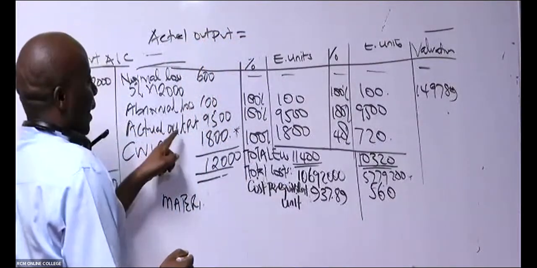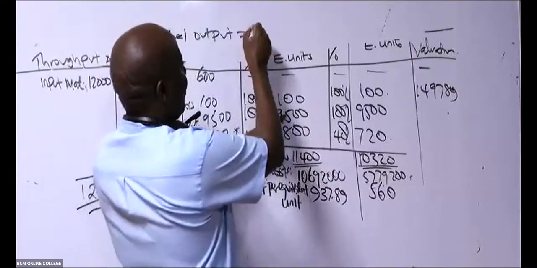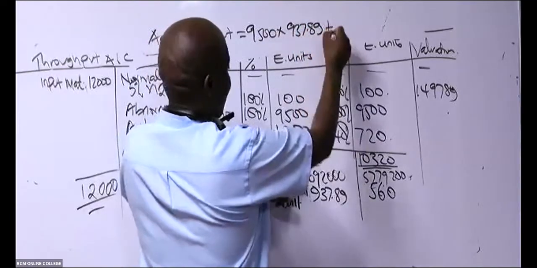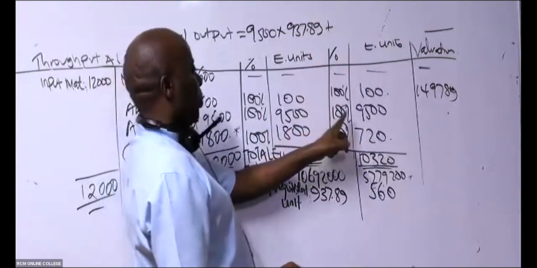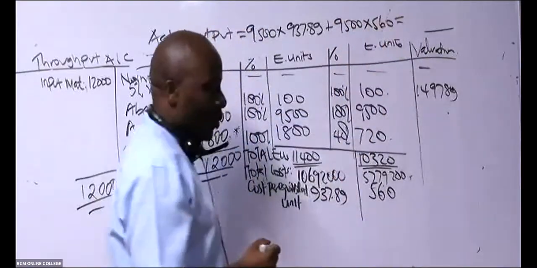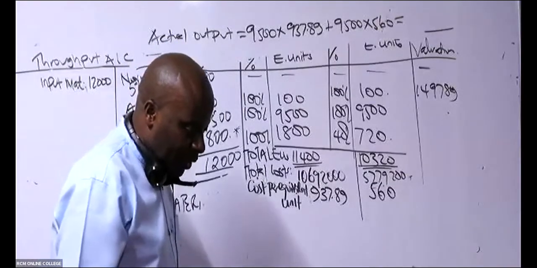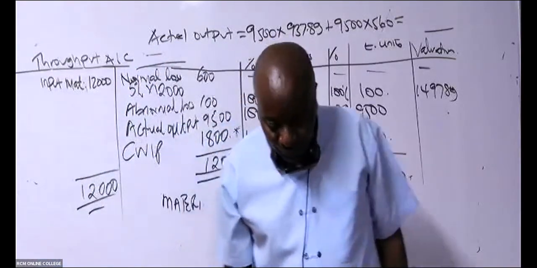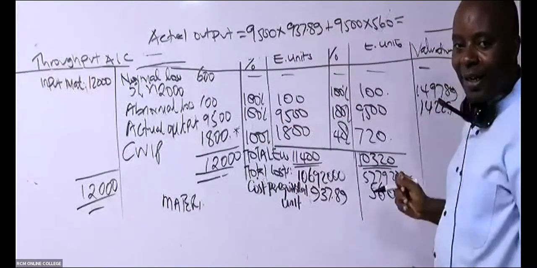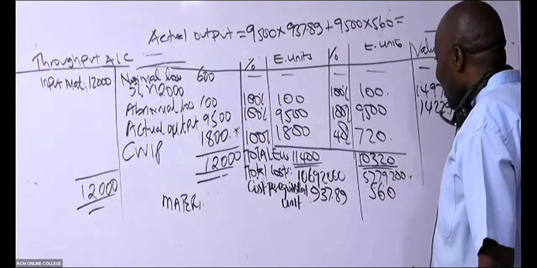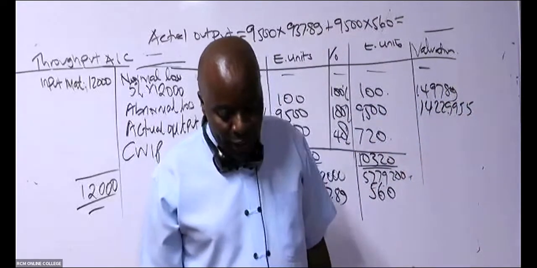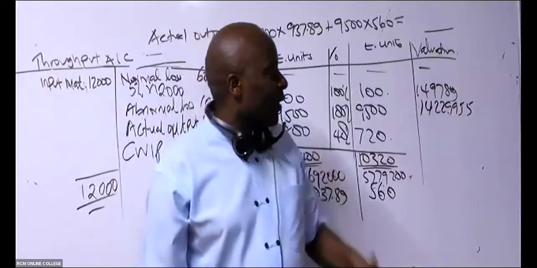So actual output, I can see here, and the equivalent units: 9,500 times 937.89 plus, under actual output, 9,500 times 560. What answer do we have there, ladies and gentlemen? Cecilia already has gotten a figure. 14,229,955. The online ninjas, are they getting the same? 14,229,955. Yes.